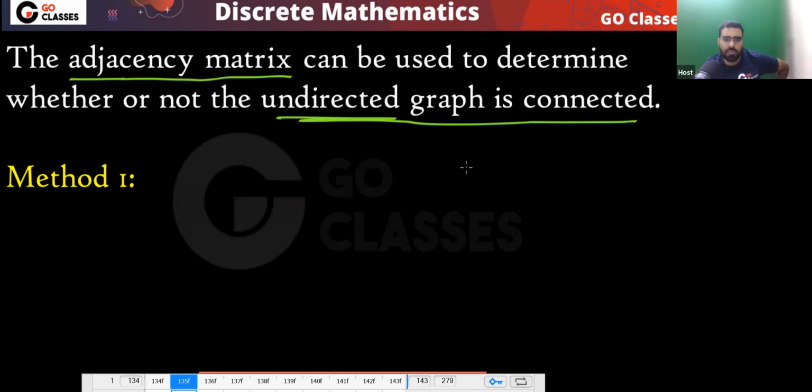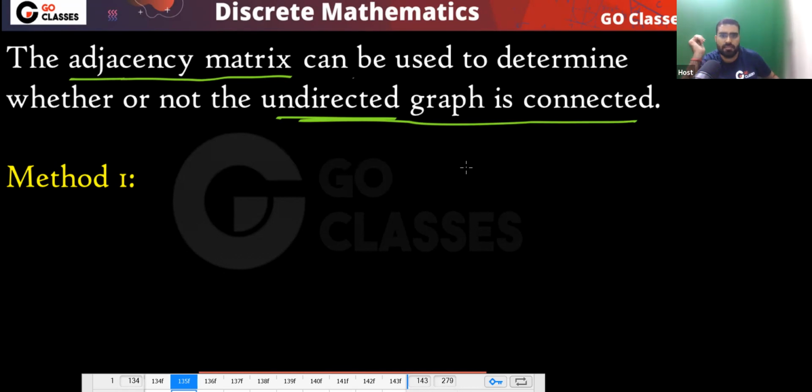So what will you do? M square equal to M? No, that is also not true. M power n minus 1? That is almost true, but that will only give you walks of length n minus 1. That is also not correct.